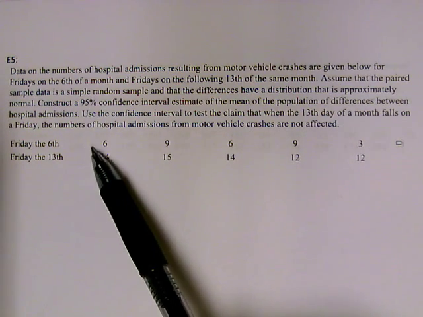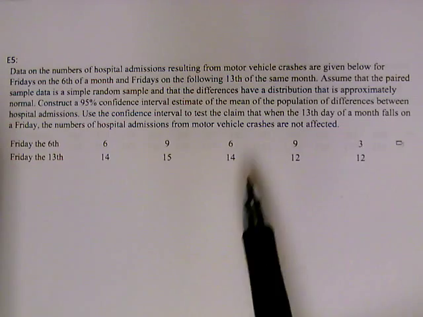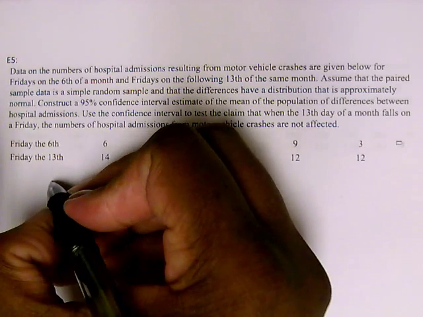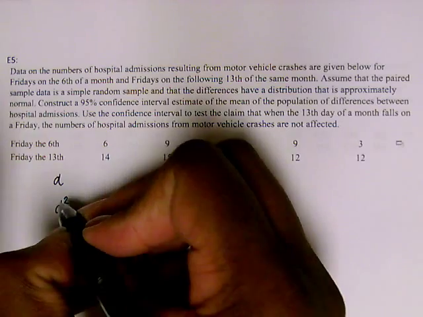And here's what we have here. The data values for Friday the 13th, the 6th, and also Friday the 13th as well. Okay, now what I'm going to do here is get the differences of each one of these paired data and then square those as well.